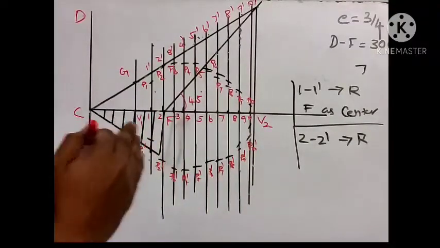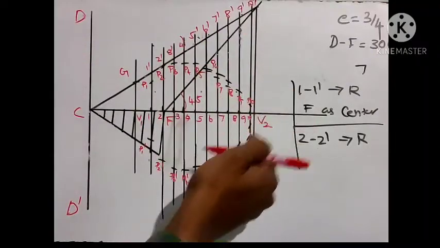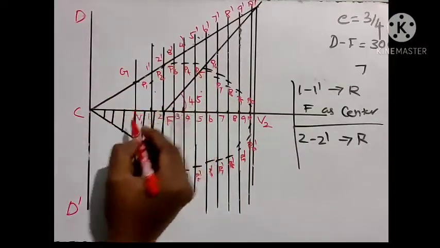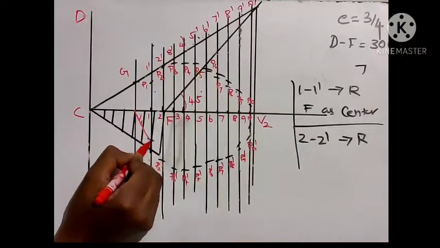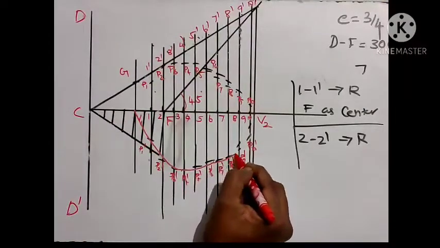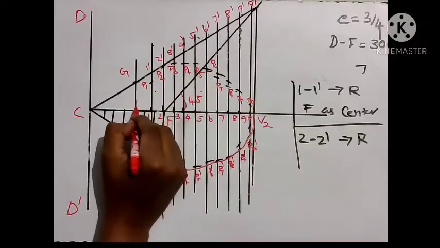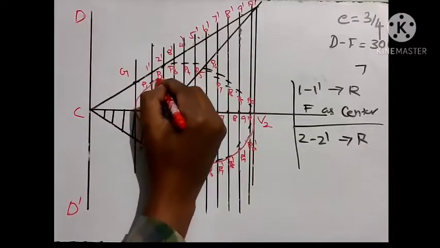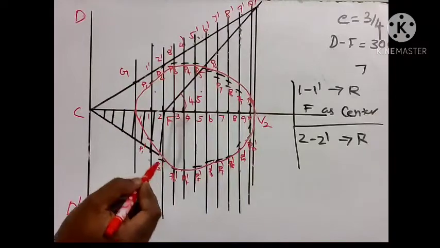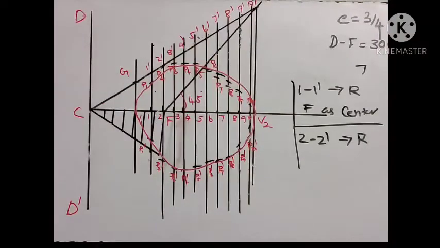I need to connect from V1 to P1, P2, P3 till V2, then P10 dash till V1, something like this. Using an HB pencil, I'm going to make this a smooth curve. If you do it properly, you will get a really smooth curve, not like this. You will get something like this. So there is a mistake at this point. Other than that, you will get something like this, a smooth curve. So this is the ellipse.